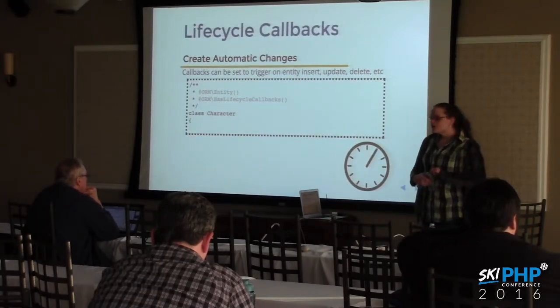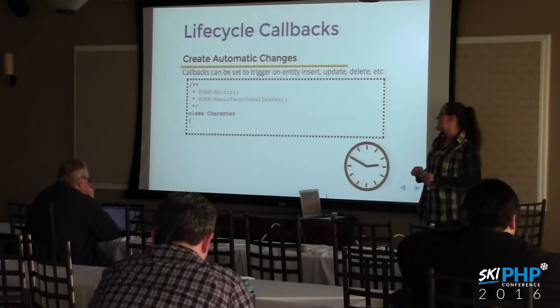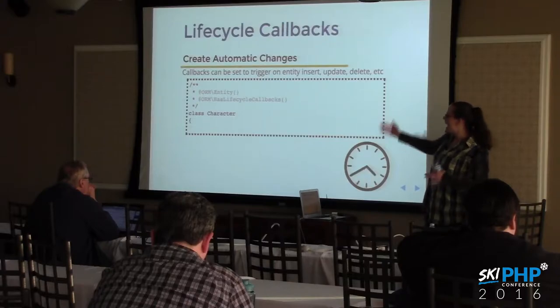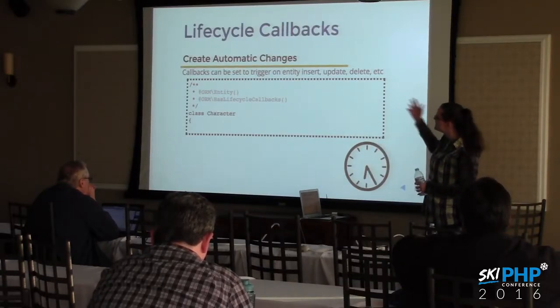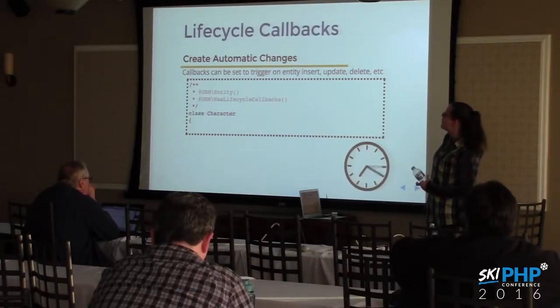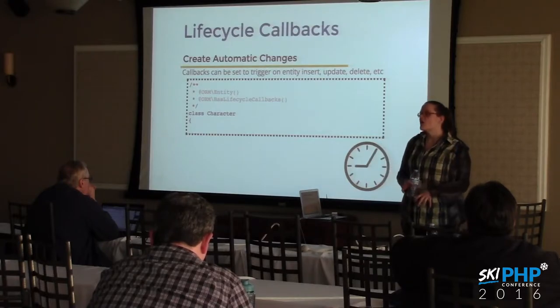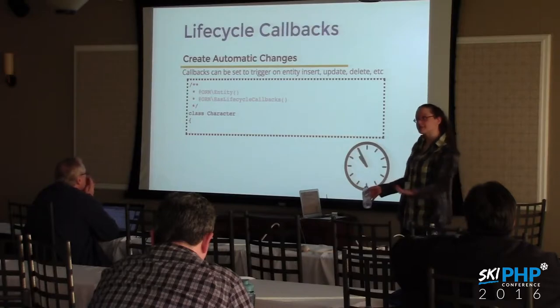Okay, so another cool thing that you can do with Doctrine is automatic changes based on things that happen. So this, HasLifecycleCallbacks, is another annotation that you can tell it that an entity has, which means that it's going to check on these lifecycle events whether or not it has a function that it should execute on that lifecycle event.